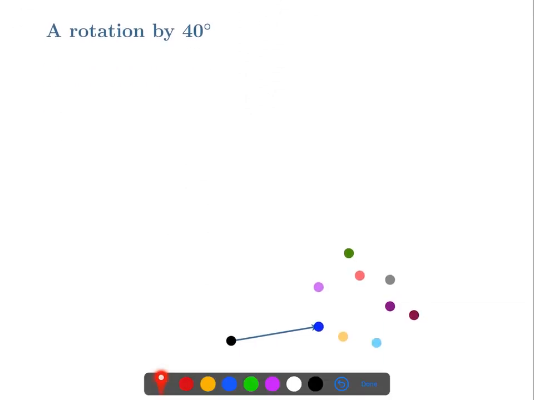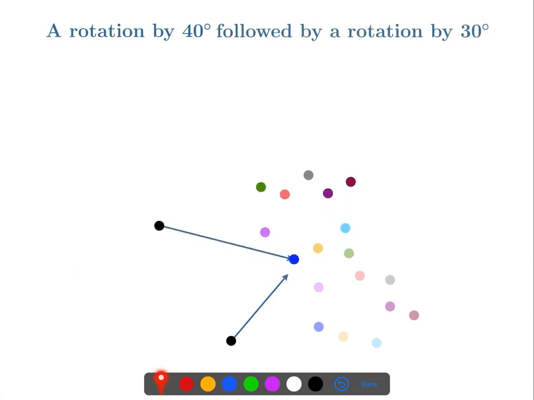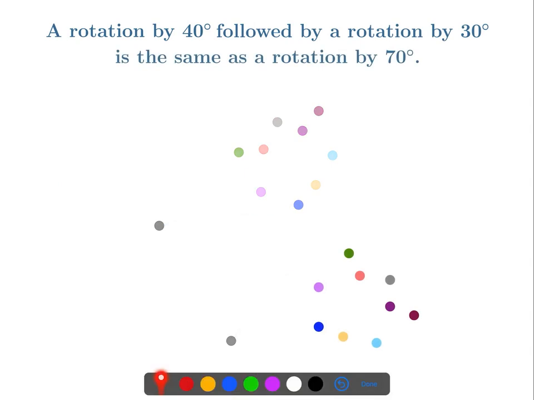So rotation by 40 degrees, followed by a rotation by 30 degrees, is the same as a rotation about some point by 70 degrees. So that's the 70-degree rotation.